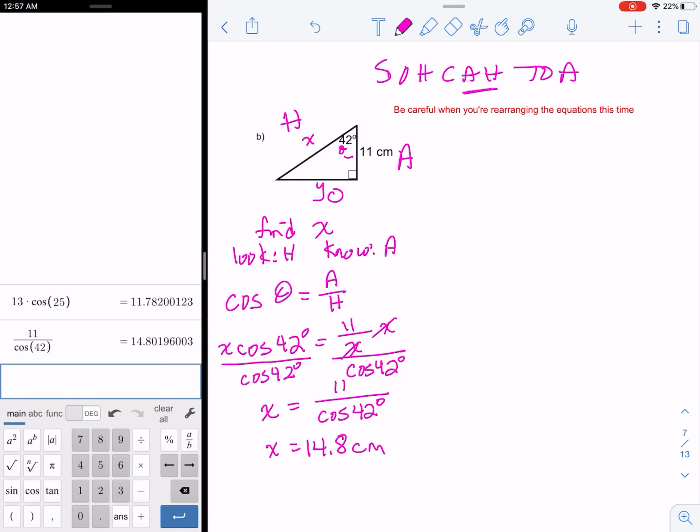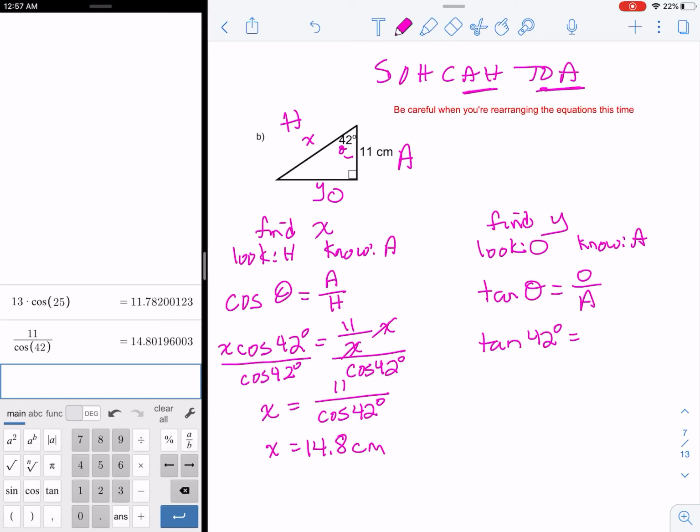And now I'm going to find y. So I'm looking for the opposite, and I know the adjacent. So that's tan this time. We haven't done tan yet. So tan of theta equals opposite over adjacent. So the tan of 42 degrees equals the opposite, which we've called y, over the adjacent, which is 11.